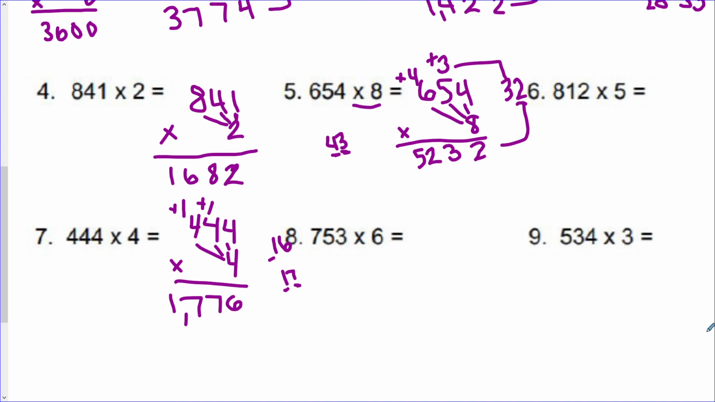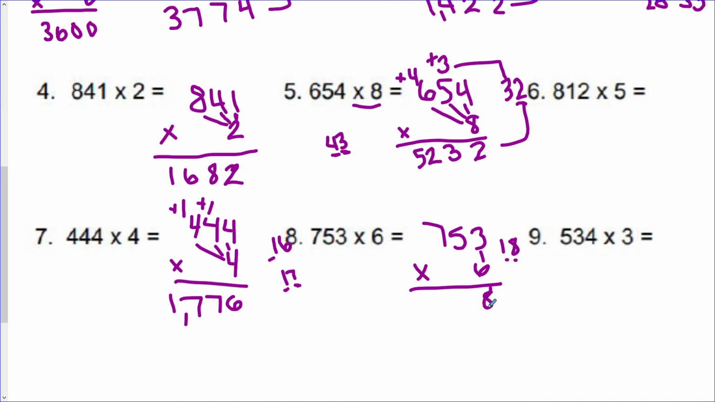Number 8. 753 times 6. All right, again, we always start in the ones place. I hope you said it with me. We start in the ones place. So 6 times 3 I know is 18. The 8 goes down to the bottom.